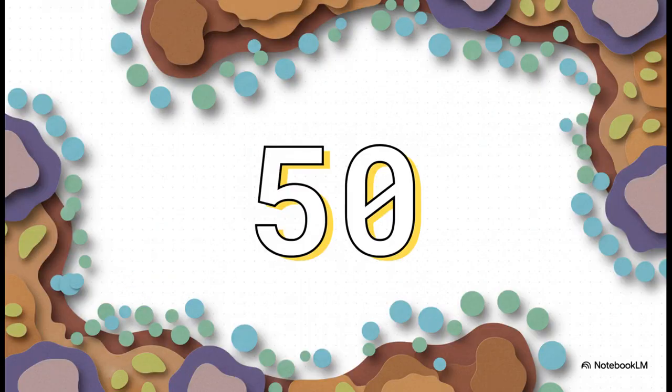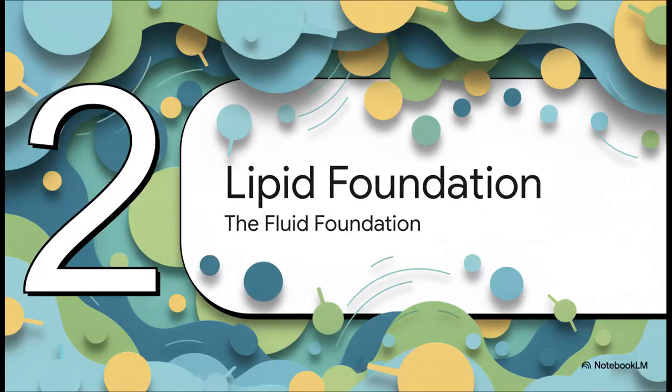And here is where it gets really fascinating. 50. Because proteins are incredibly large and heavy molecules compared to tiny lipids, the actual physical ratio is staggering. For every single bulky protein molecule embedded in that membrane, there are roughly 50 tiny lipid molecules surrounding it. That means the sheer physical volume and the actual foundation of the membrane are overwhelmingly made up of lipids. Which leads us perfectly into Section 2, lipids, the fluid foundation.